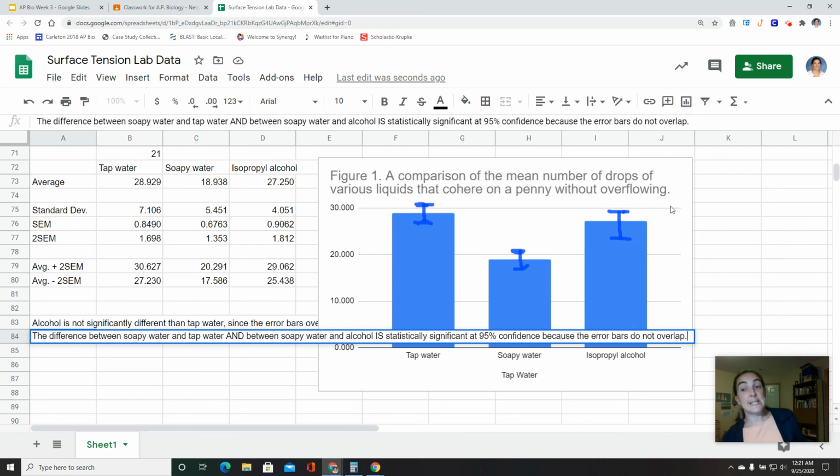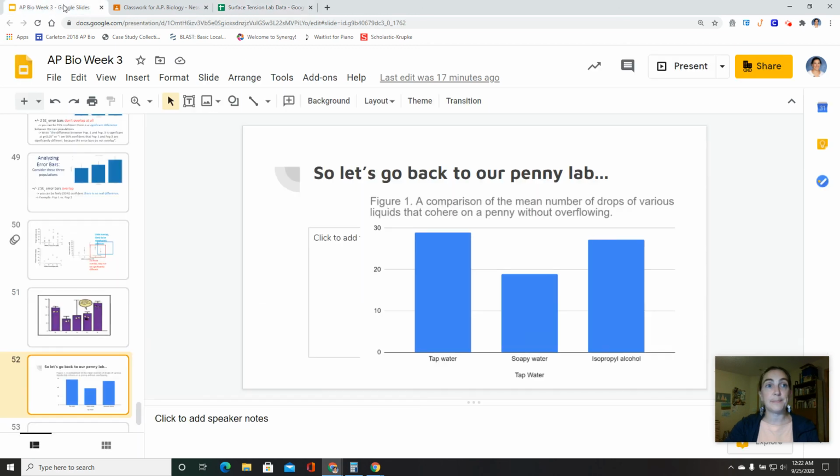If yours isn't in exactly those words, that's okay. But remember, you should have that 95% confidence in there somewhere. And you have to talk about whether or not the error bars overlap. Every single AP question that I have ever seen about error bars, you get the point if you talk about whether or not the error bars overlap, and you don't get the point if you don't talk about that. So that's the most important piece when you're interpreting graphs that include error bars.